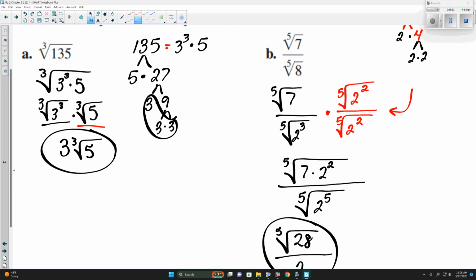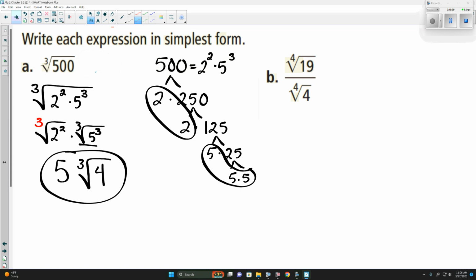Any questions on anything we've done so far? Let's look at another one of these here. So we have the fourth root of 19 over the fourth root of 4.